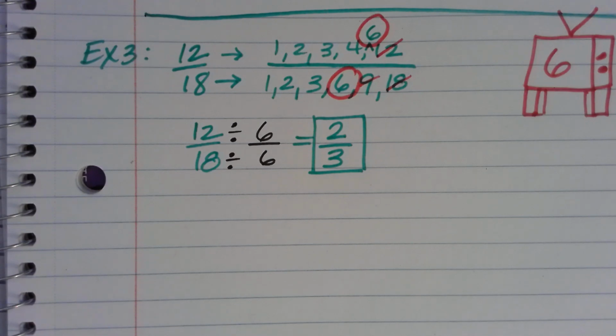Yeah, Kat. Why is it always 2/3? I don't know. I just pick them randomly.